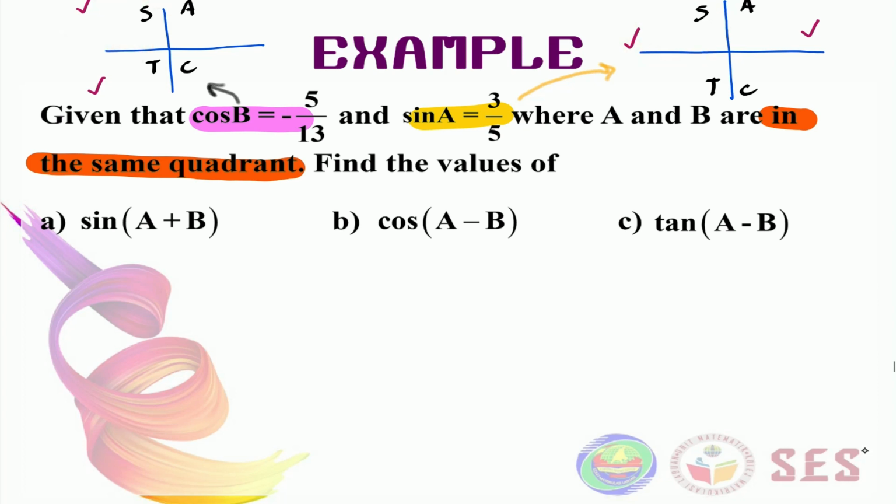So let's sketch the triangle now. From SOHCAHTOA, we know that cos B is equals to minus 5 over 13. Let's put its measurement in our triangle. Cos equal to its adjacent divided by its hypotenuse. So by this measurement here, we know that this is its adjacent and this is hypotenuse. So I'm going to put this as minus 5 and this as 13.